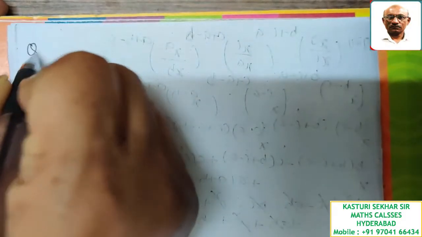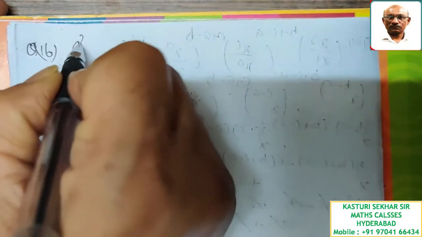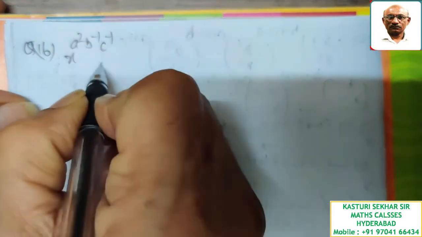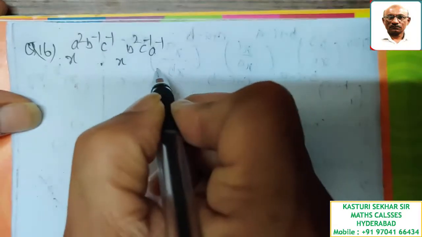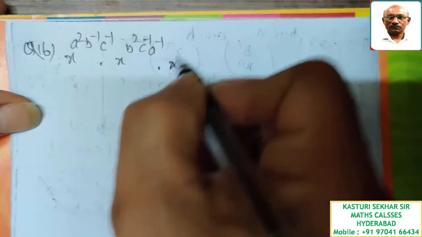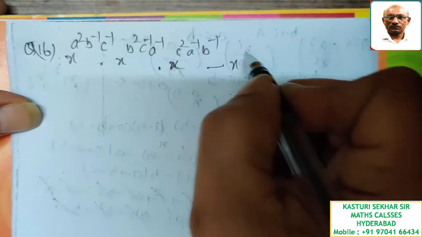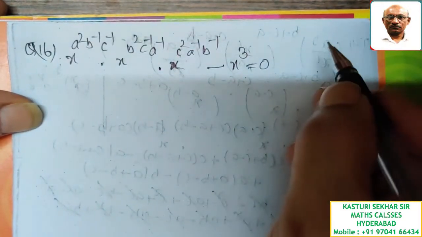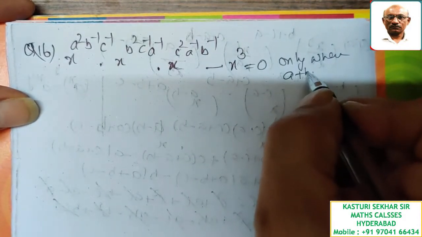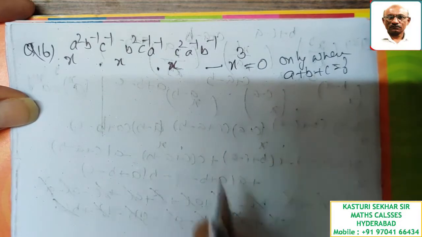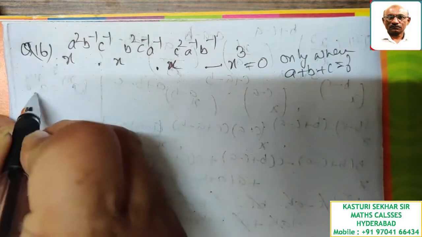Now let us see question number 16. x to the power a square by bc minus 1... x to the power b square by ca, x to the power c square by ab, minus x cube is equal to 0 only when a plus b plus c is equal to what?